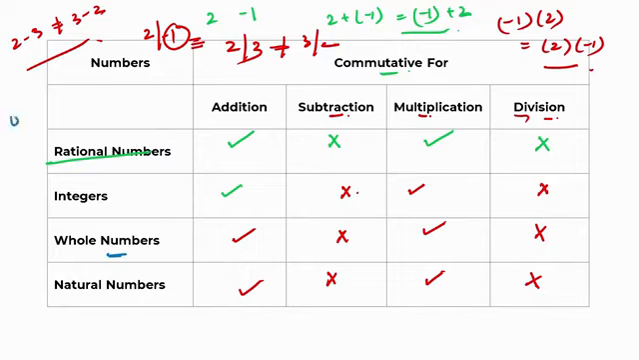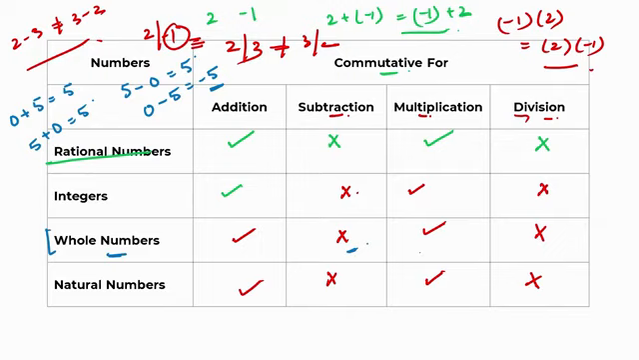Whenever I talk about whole numbers, I would say that addition is closed. Why? Because let's say 0 plus 5 will be equal to 5 and 5 plus 0 will be equal to 5. So for whole numbers, my addition is closed. But subtraction cannot be. Why? Because 5 minus 0 is going to be 5, but 0 minus 5 is going to be negative of 5. And I know that negative of 5 is not a whole number, it's an integer.